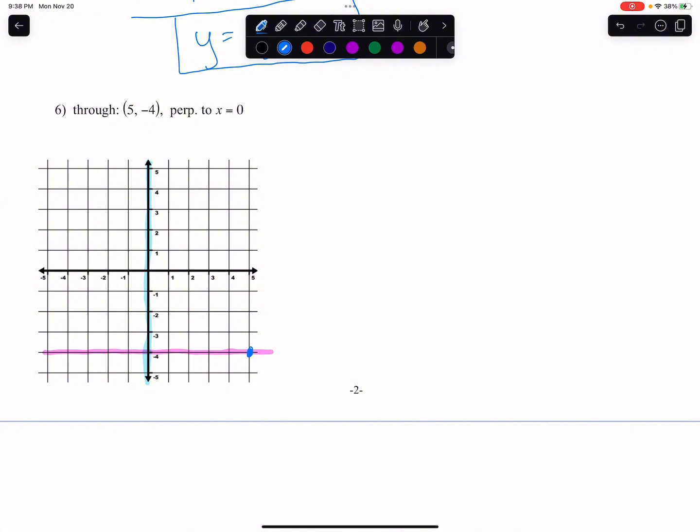And considering that it is a horizontal line, that should trigger us to say y equals equation. y equals what? Negative 4.